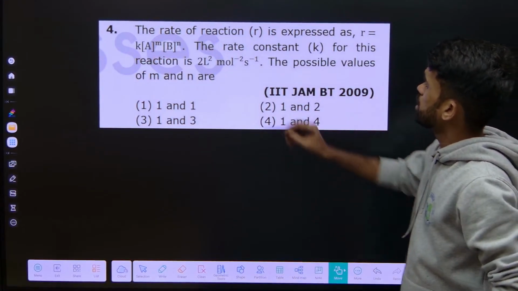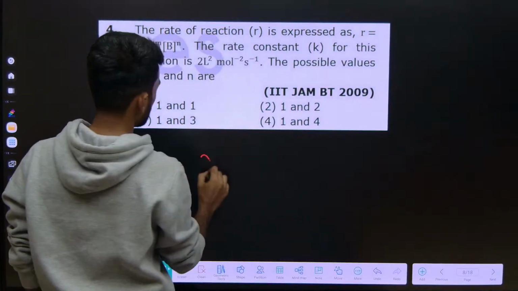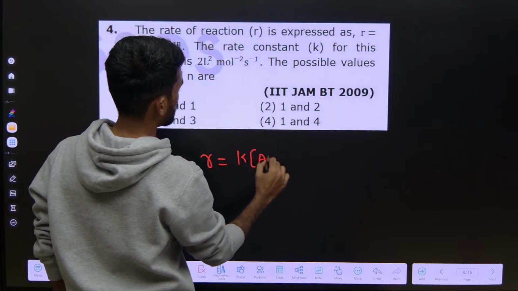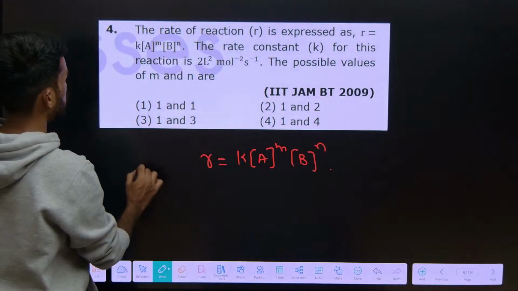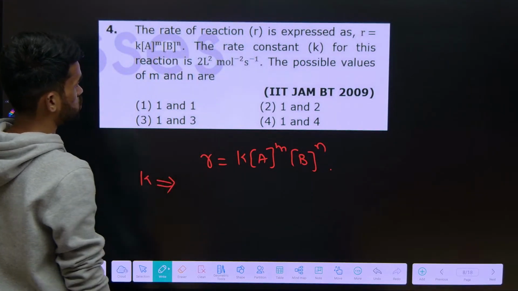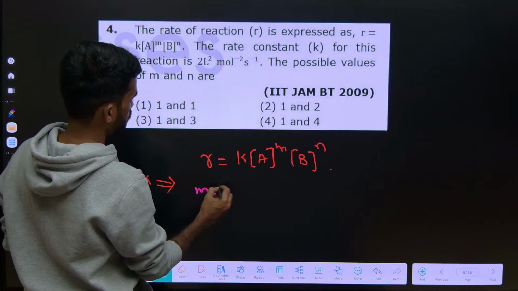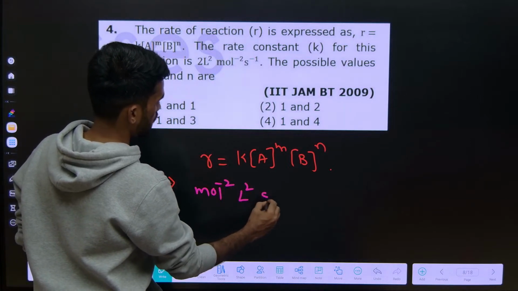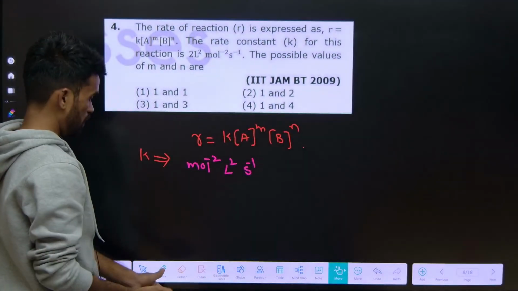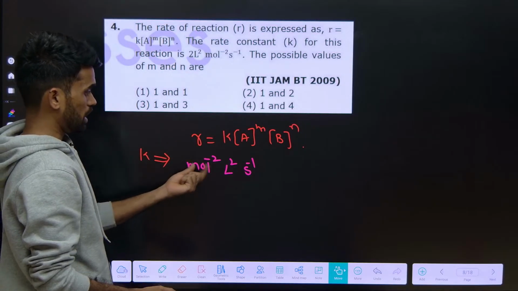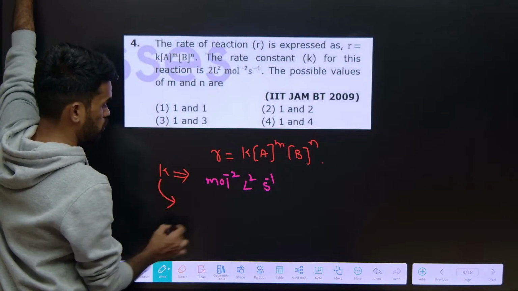What they are saying: the rate of reaction is expressed as rate equals K into A to the power m, B to the power n. The rate constant K for this reaction, again rate constant values are given. K equals mole power minus 2 liter square, second inverse. So very simple. What is the value of n in our generalized equation so that we will get this unit? What is the generalized formula for the rate constant units?